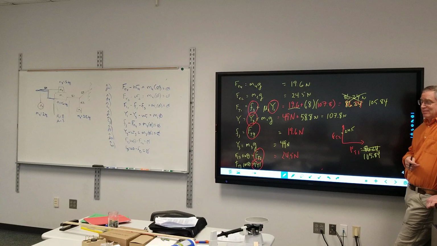To find the angle, we would do 108.6 cosine theta equals 105.84. And then we divide by 108.6 on both sides, which is... this one sucks.